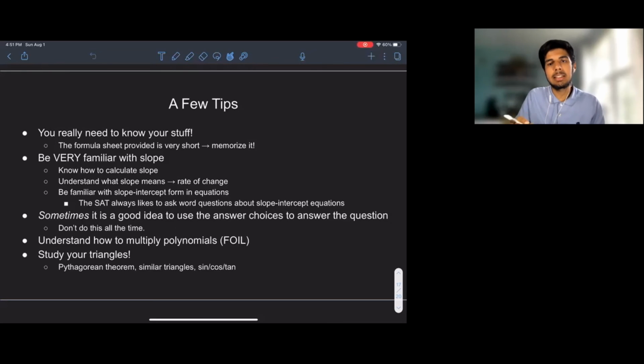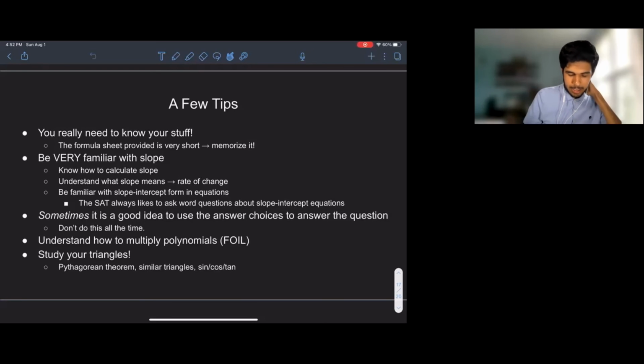Sometimes it's a good idea to use answer choices to answer the question. And I said to not do this all the time because it's not a good habit. But in some instances, maybe you're pressed on time, or solving the question would just be too chaotic and you're concerned about making a mistake. Sometimes you can just plug the answer into the question and see if there's some sort of equality that forms, and that can help you out. So again, don't always do this. It's quite unhealthy to do it, but sometimes it can be very helpful.